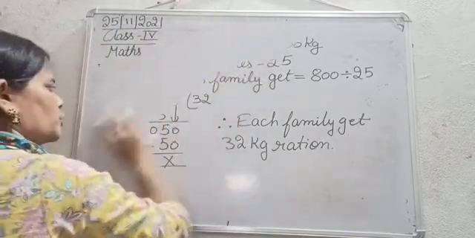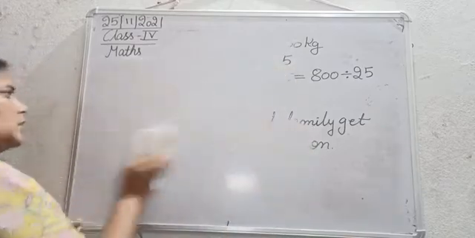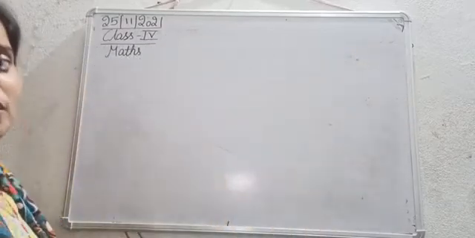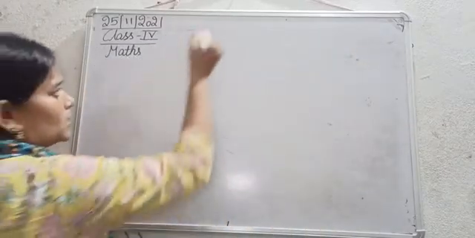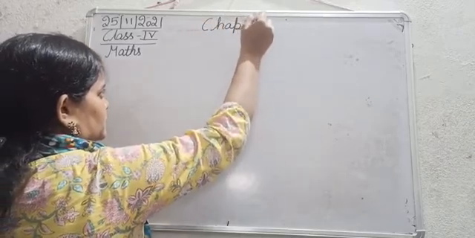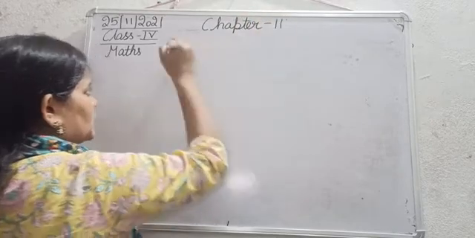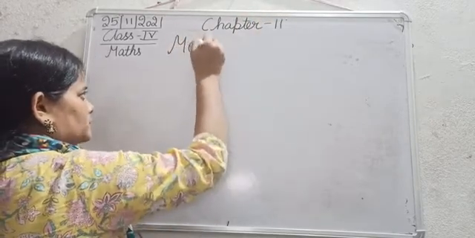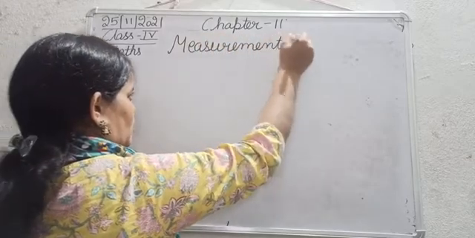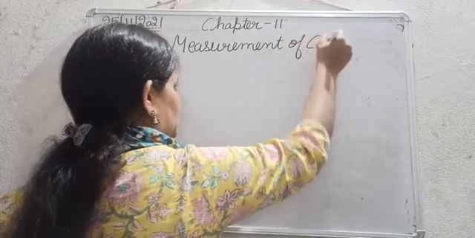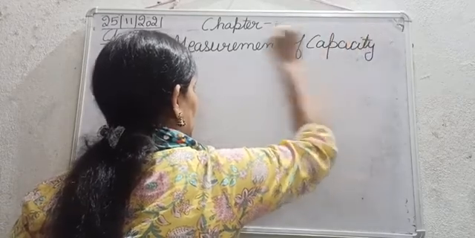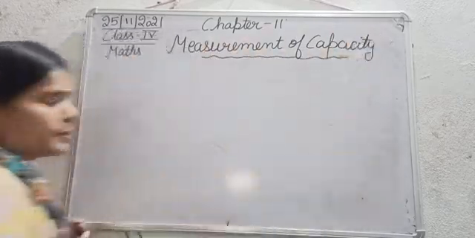Now, first of all, what you have to do is start the chapter with a new page, the date, then chapter number 11, measurement of capacity. So we are beginning with chapter 11, that is measurement of capacity.